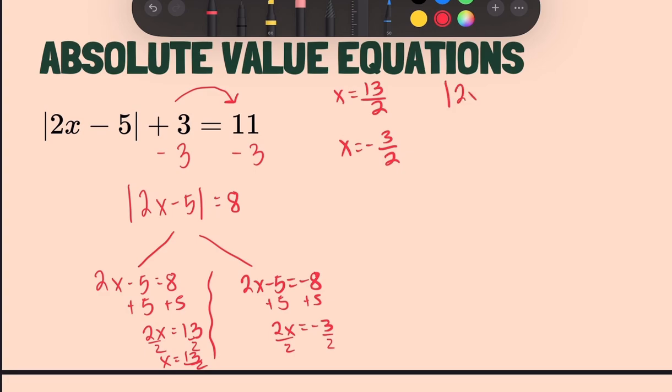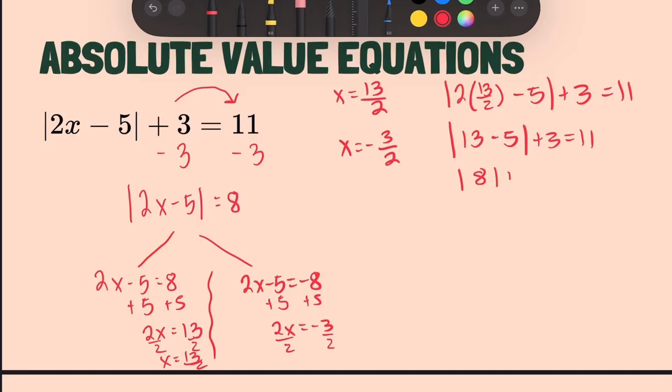I get the absolute value of 2 times 13 over 2 minus 5, plus 3 is equal to 11. 2 times 13 is 26. 26 divided by 2 gives us 13 as well. Minus 5 plus 3 is equal to 11. 13 minus 5 is 8. The absolute value of 8 is just 8, plus 3. And 8 plus 3 is in fact 11.